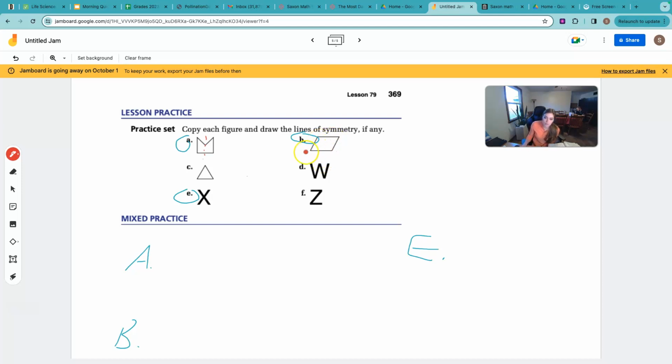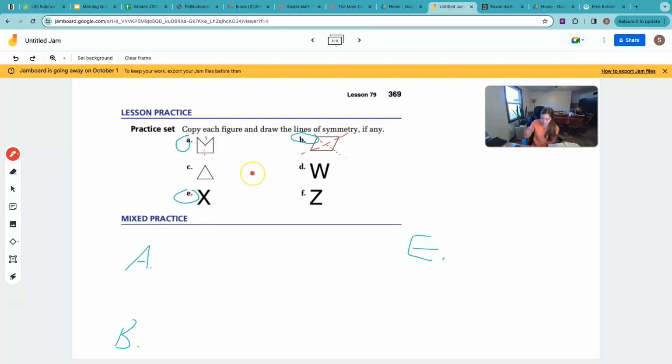B, let's take a look at it. Can we divide it diagonally? Yes, we can divide it diagonally both ways and it would fold over nicely onto itself. So that would be 2 lines of symmetry. We could also go here, and it would perfectly match up as well. We could go this way as well. So that would have 4 lines of symmetry. Or no, excuse me, this would just have 2. That was my bad. I was thinking of it as a rectangle. It would just have 2. Okay, 2 lines of symmetry for B.